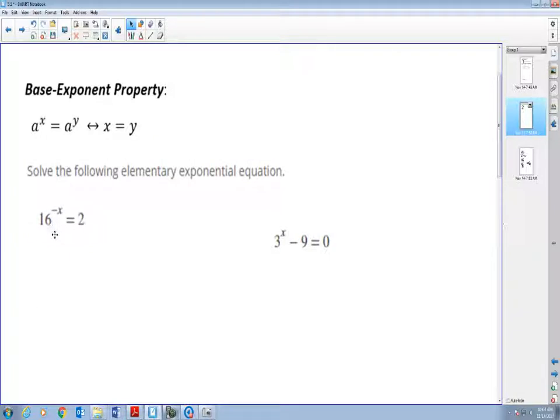For example, this 16 right here and this base 2, you've got two different kinds of bases. Can I somehow make 16 into a base 2? If you think about it, 16 is the same as 2 to the 4th power.